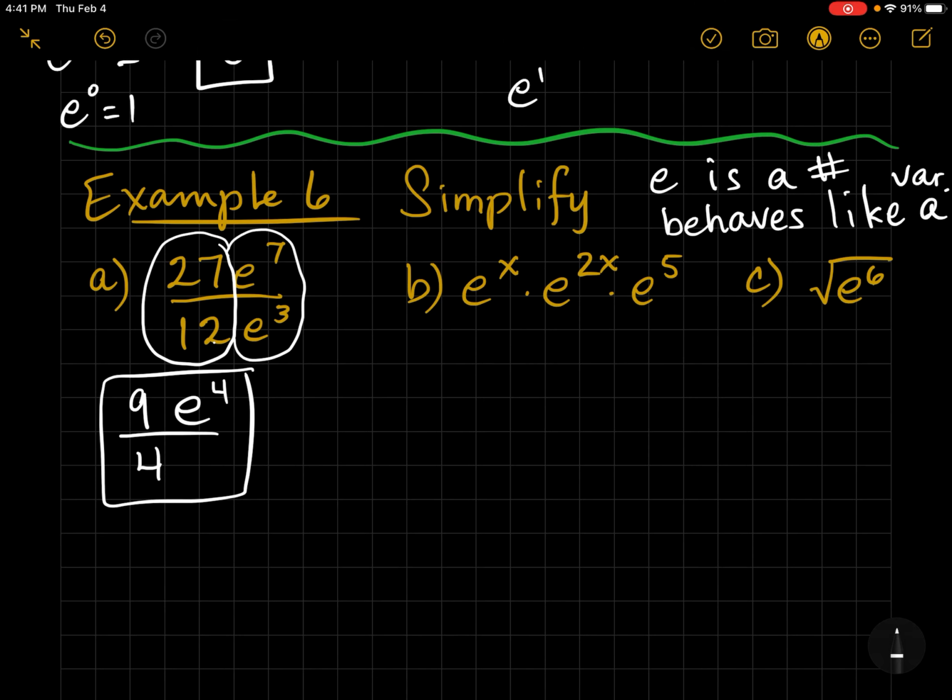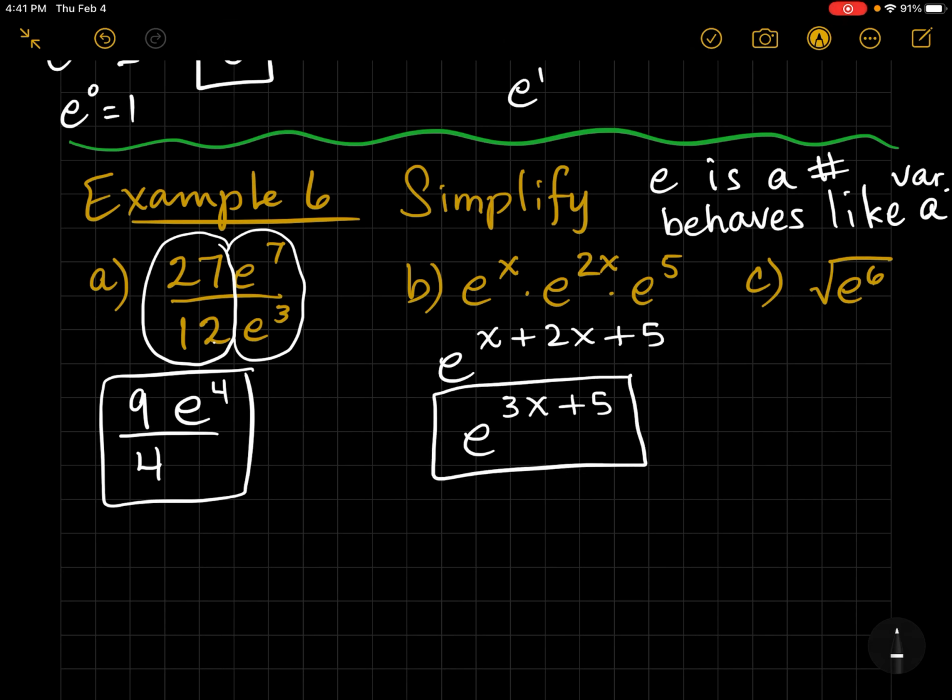Now, what do we know when numbers have the same base? What can we do with the exponents? We add them. So that's x plus 2x plus 5, so that's e to the 3x plus 5. We don't know what x is, so we're done. That's no different than if we had x squared times x to the 5th. We would have just done 2 plus 5 is 7.